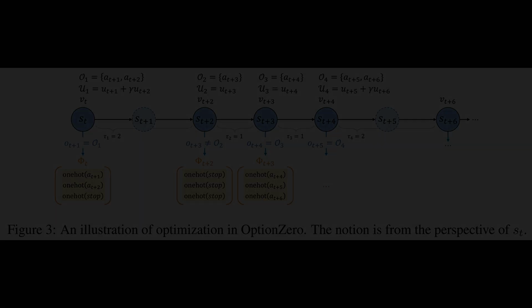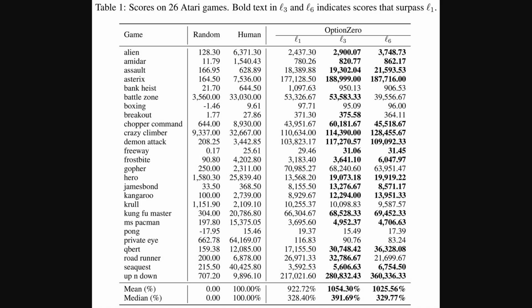Moving to the results, the authors tested this extensively across 26 different Atari games. Alright, this comparison shows scores for OptionZero using different maximum option lengths, like 3 and 6, against the MuZero baseline, which is effectively length 1. Well, OptionZero consistently comes out ahead, particularly the length 3 version, boosting the mean score significantly to over 1050% from the baseline's 922%. This really validates the benefit of discovering and efficiently using these options during planning.